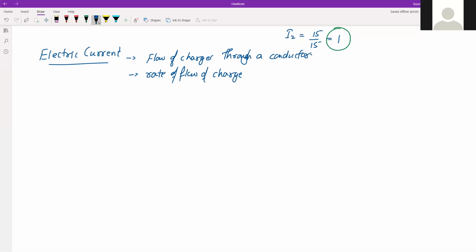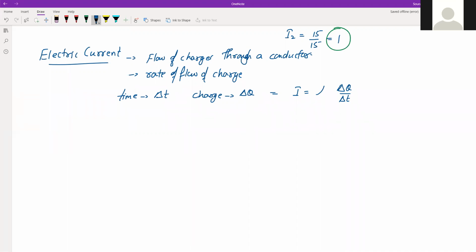right? So let the charge which passes through an area in time t to t plus delta t. So suppose the time gap is delta t, and the charge which flows across that area, let that be equal to delta q. Then this I, or current, is given as the rate of flow of charge, that is delta q by delta t, right? And it is an instantaneous current.